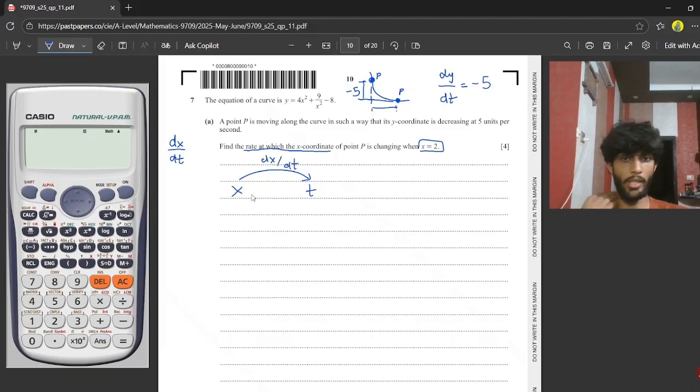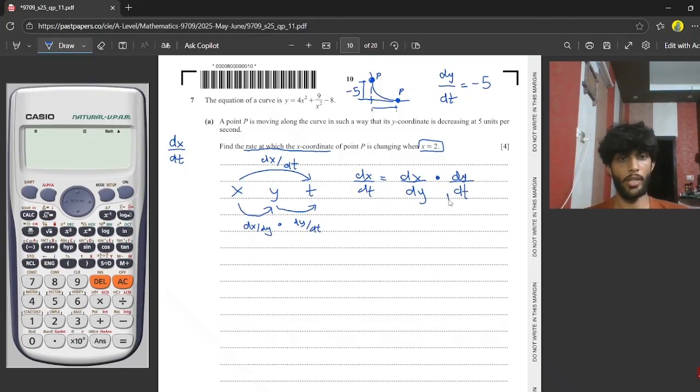But the thing is, you are given an intermediate quantity, right? You need to find the relation between these 2 quantities, but you have a third quantity, which is y. So if you have to find dx by dt, you first need to find this guy, which is dx by dy, and then multiply it with this guy, which is dy by dt. So essentially, dx by dt is going to be dx by dy times dy by dt.